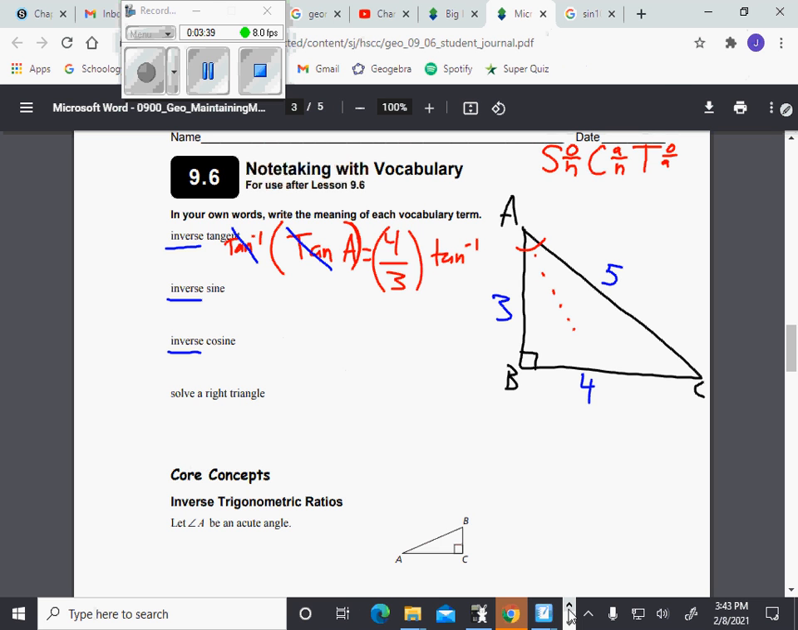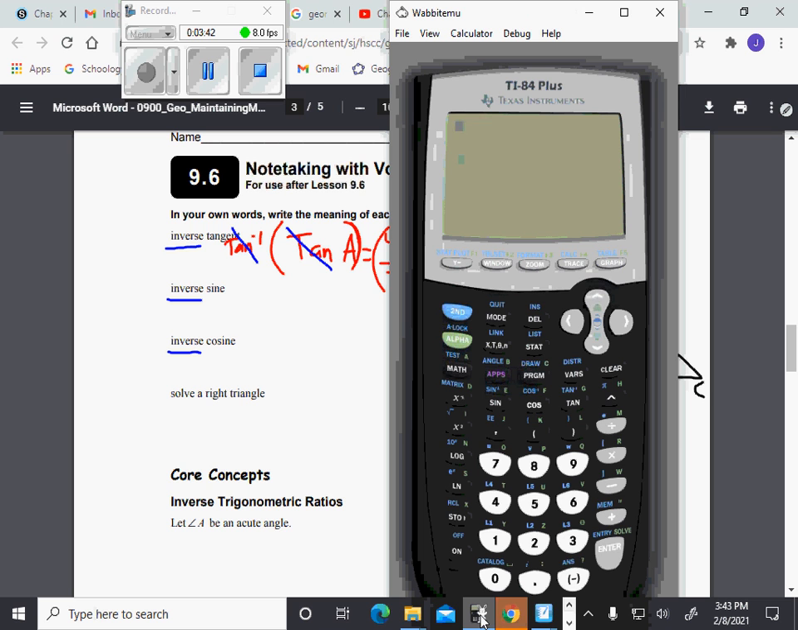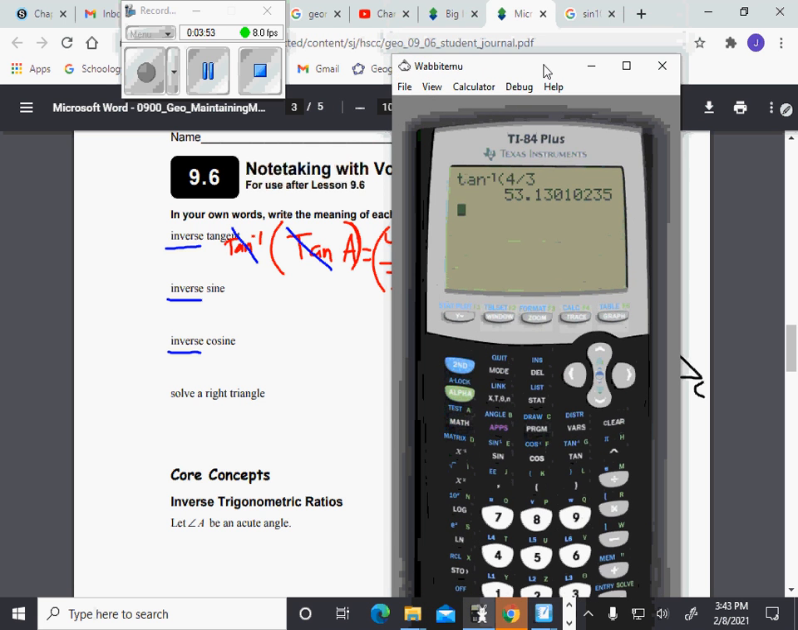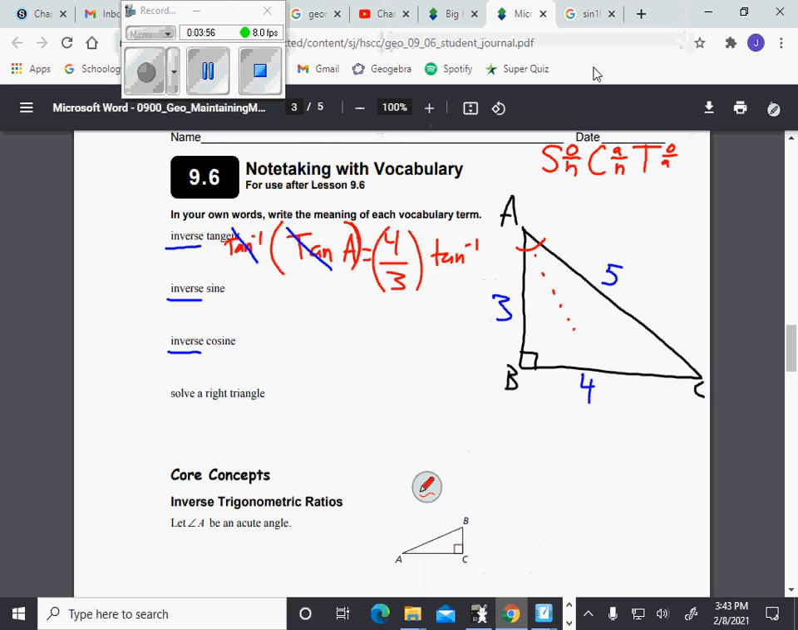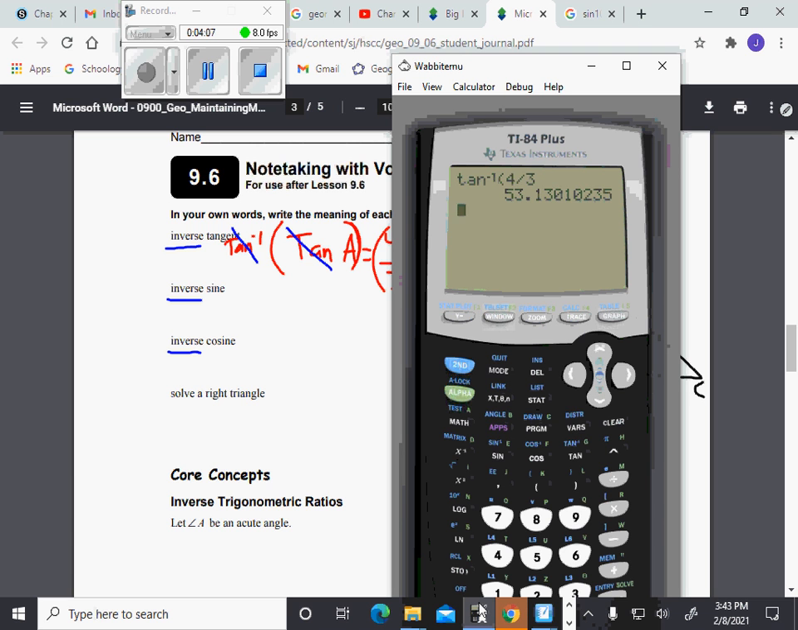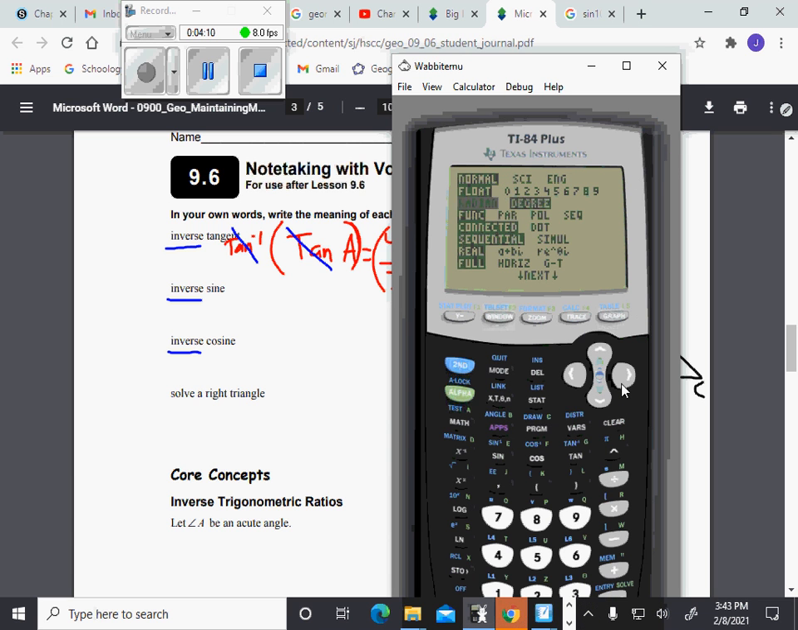So if I found the tangent inverse of 4 over 3, we'd get 53.13. Now what did we just solve? We just solved for angle A. 53.13. That's what angle A is. It's in degrees. Now, I have to make sure that's in degrees. Again, I have to go into mode to make sure that it is in degrees. If it was in radians, I would be wrong on my answer.